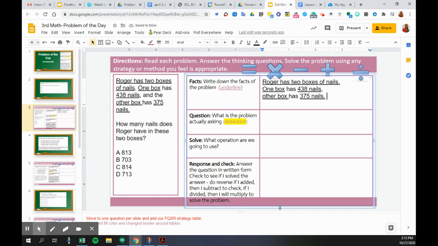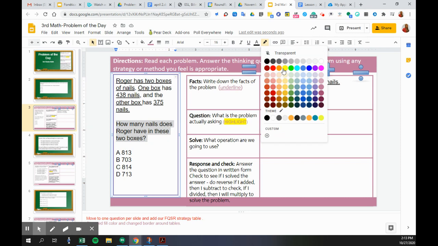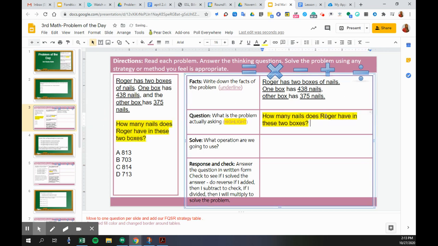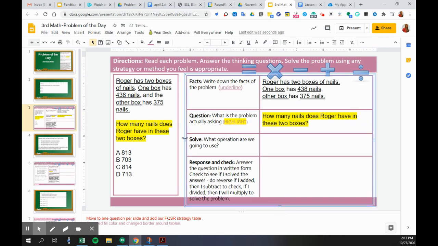Now I'm going to highlight the question, what the problem is asking me for. How many nails does Roger have in these 2 boxes? So I'm going to circle that, and I'm going to teach them how to go to the little pencil for the highlighting and highlight that. And I'm going to copy paste my question over here because that is what I'm looking for. I'm looking for how many nails does Roger have in these 2 boxes? Okay, then I'm going to go to the S, which stands for solve.